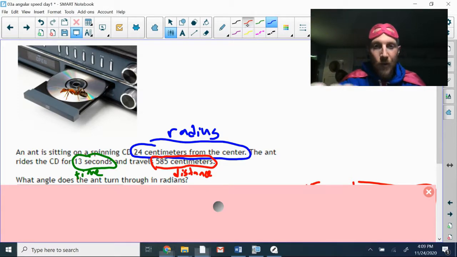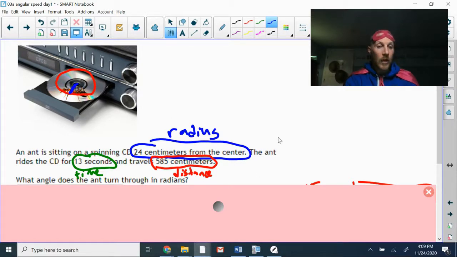And the total distance that it goes is 585 centimeters. So if this ant were to go around and around and around, it's going to make this circle. Envision that ant making a giant red blur. That's the total distance, 585 centimeters. And that radius right there from the center out to the ant, that's the radius of 24 centimeters.